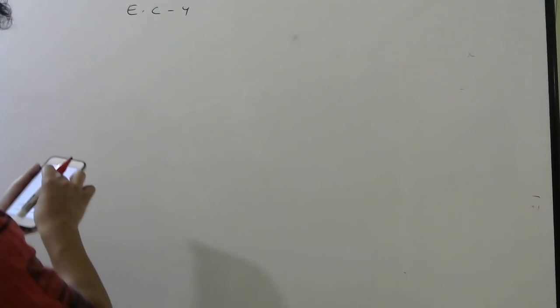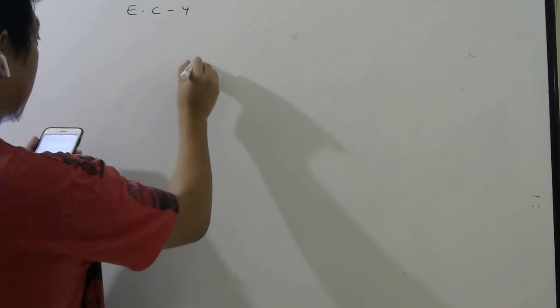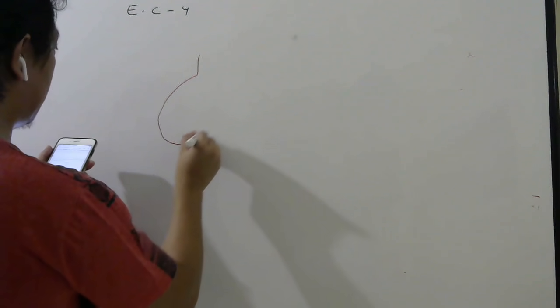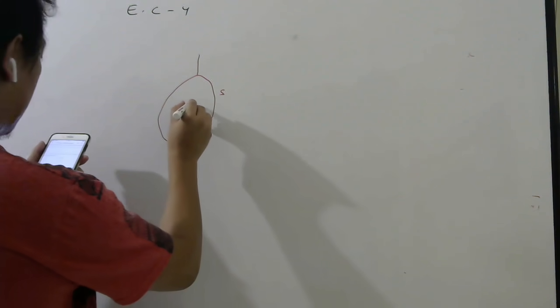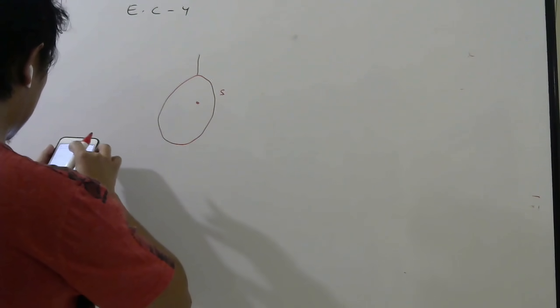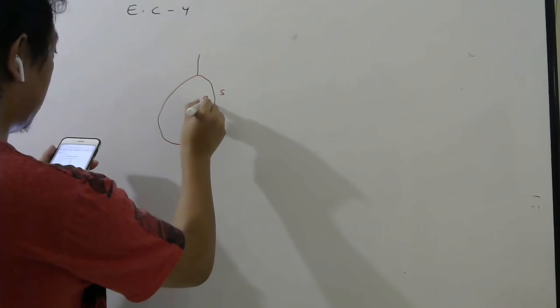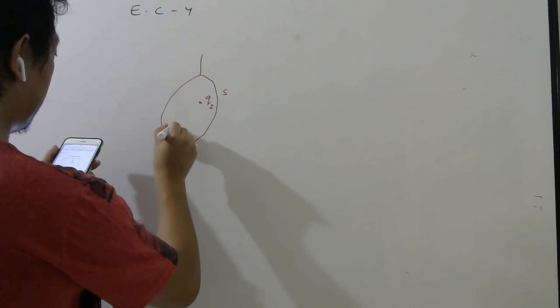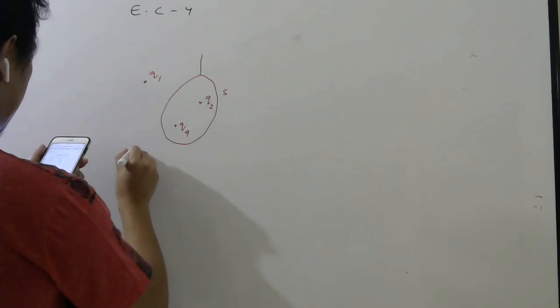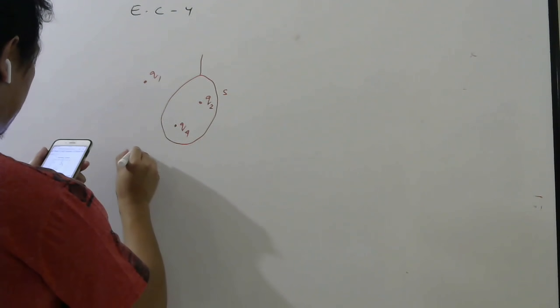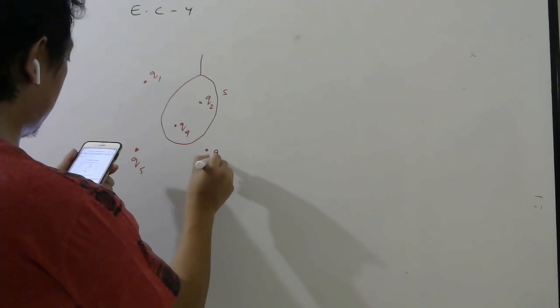So let us write down. So the diagram is like this. This is your Gaussian surface. Yes, okay. And one charge is here. Let me look carefully. This is Q2. This is Q4. Here is Q1. Here is Q5. And here is Q3.